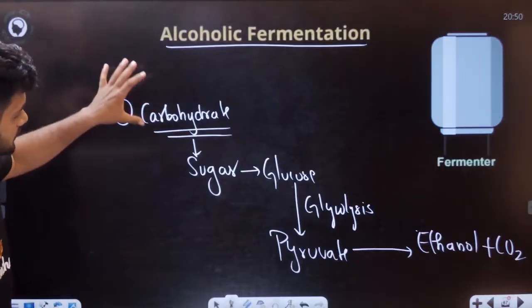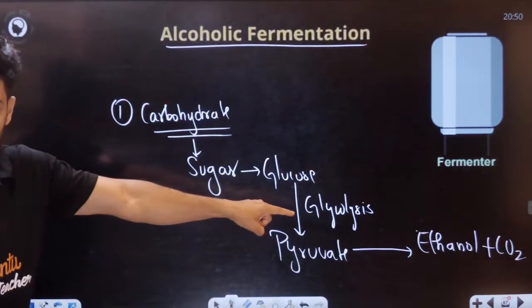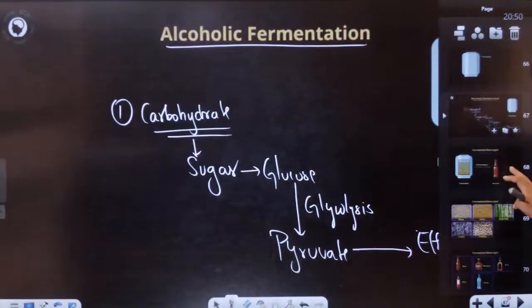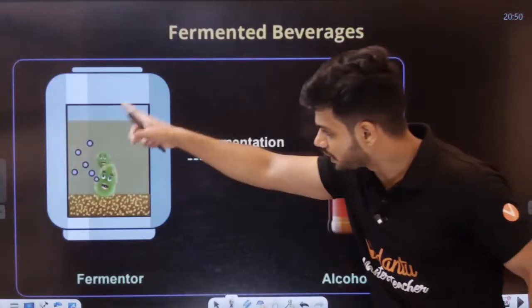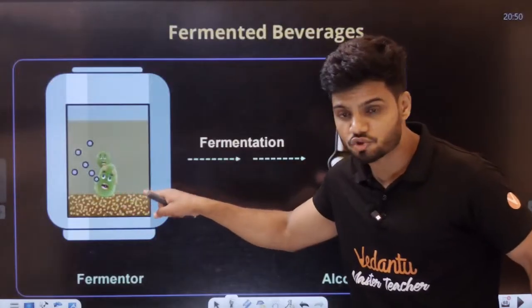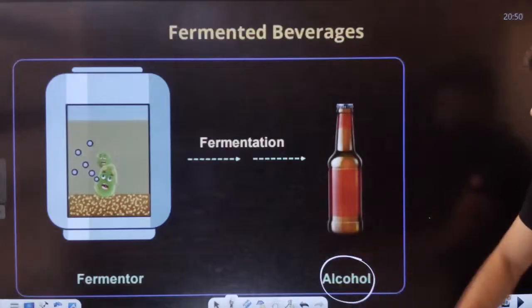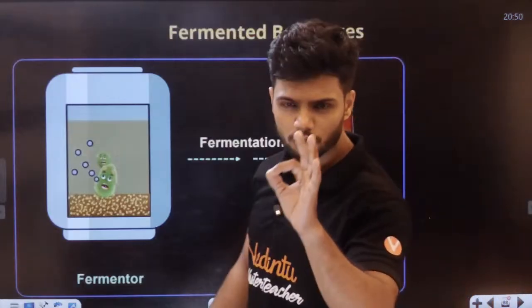Now, this carbohydrate is getting converted to ethanol plus CO2. This is what is happening. In this fermenter, we add our entire structure. Here we can see CO2 is being released, and we get the alcohol. Now, students, I want all of you to understand.